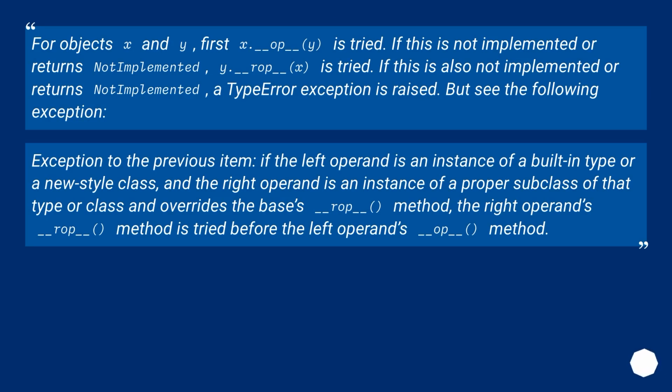Exception to the previous item. If the left operand is an instance of a built-in type or a new style class, and the right operand is an instance of a proper subclass of that type or class and overrides the base's __rop__ method, the right operand's __rop__ method is tried before the left operand's __op__ method.